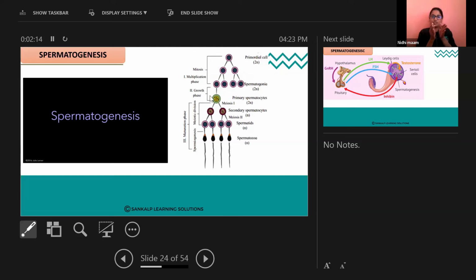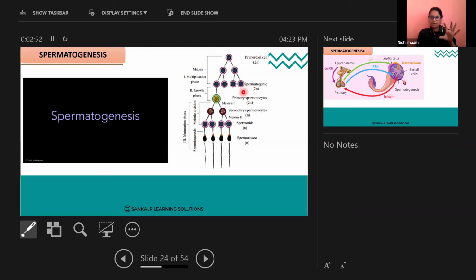This spermatogonia will grow. These cells will not divide mitotically again. These spermatogonium cells will grow in size, and once they grow we call it the growth phase. When we observe the increase in size of those cells, these cells are regarded as primary spermatocytes. Remember, primary spermatocytes are also diploid.